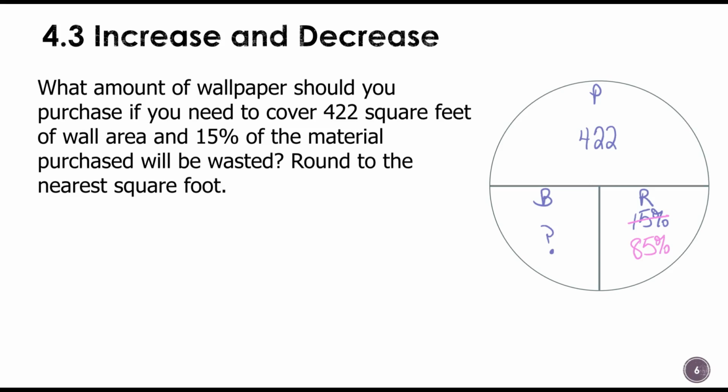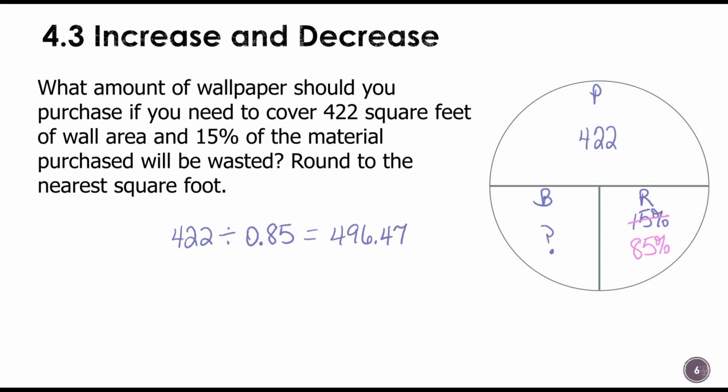So 85% of this amount of wallpaper would leave me with 422 square feet of wallpaper I actually put on my walls. I hope I said that right. Anyway, so we're going to take 422 and divide it by 0.85. Don't forget, we always change that percent to a decimal. We get 496.47. And we're going to just leave that, right?